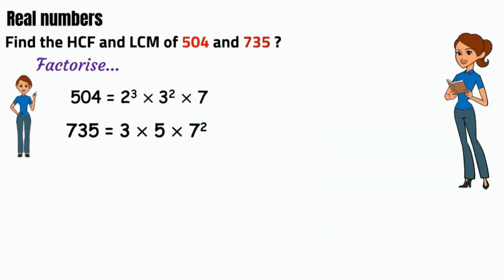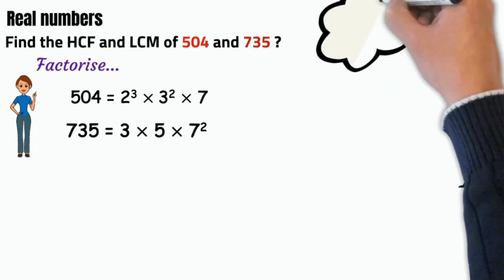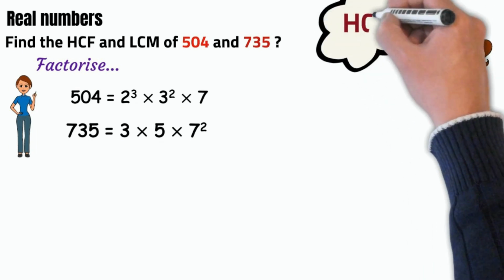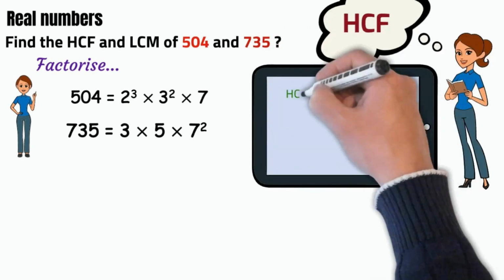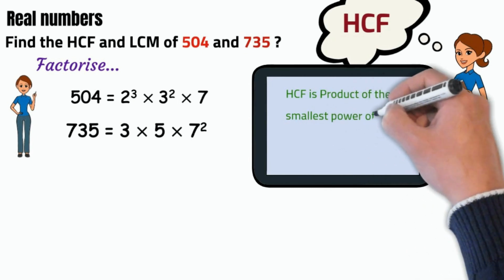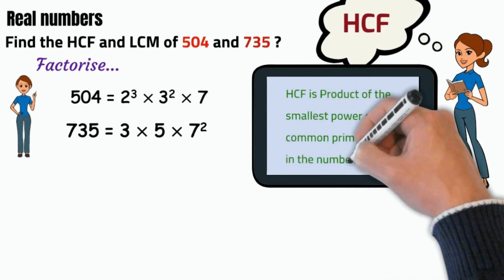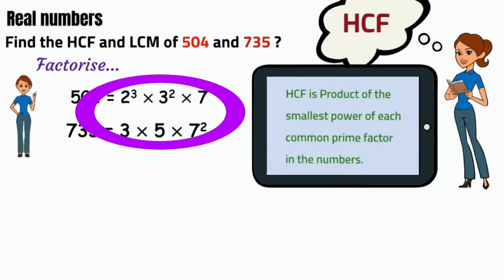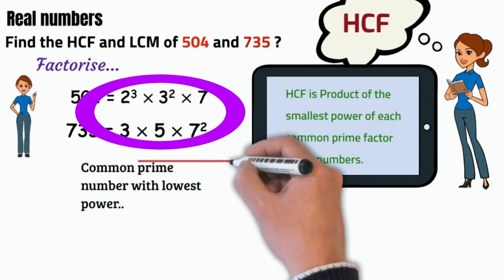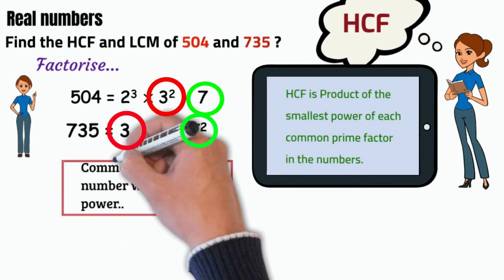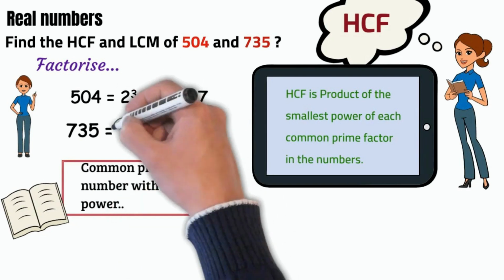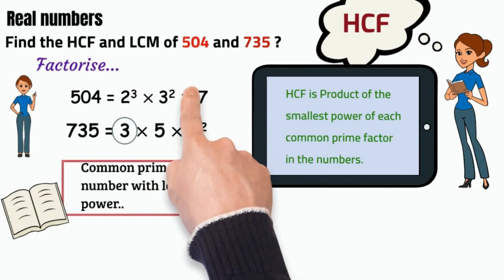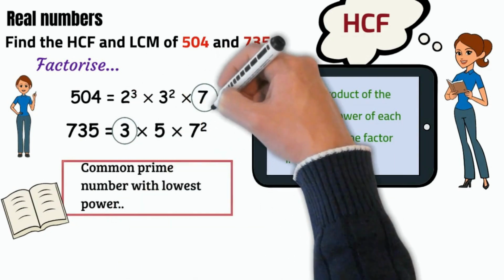Now, HCF. HCF is the product of smallest power of each common prime factor in the numbers. I repeat, HCF is the product of smallest power of each common prime factor in the numbers. Now, we have to check common prime factor with smallest power in the given factors. Please look in the factors. 3 and 7 are common prime factors with smallest power.